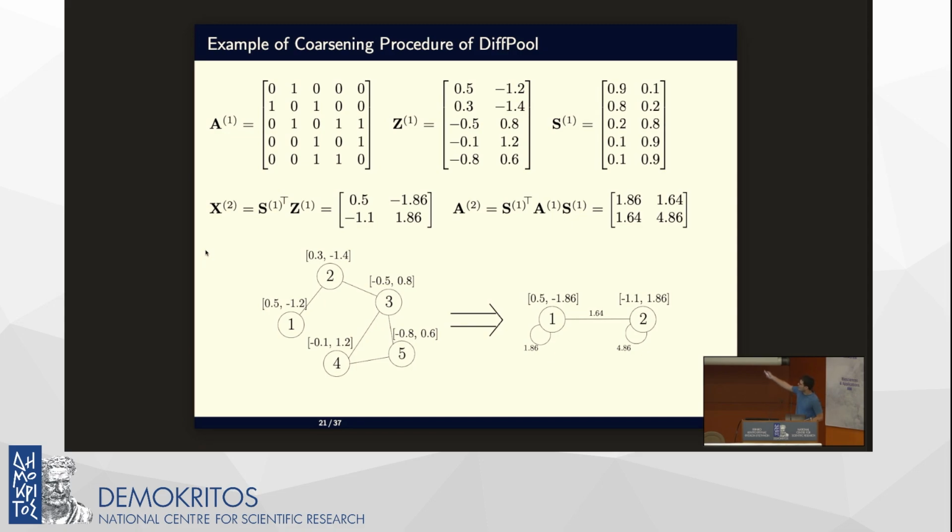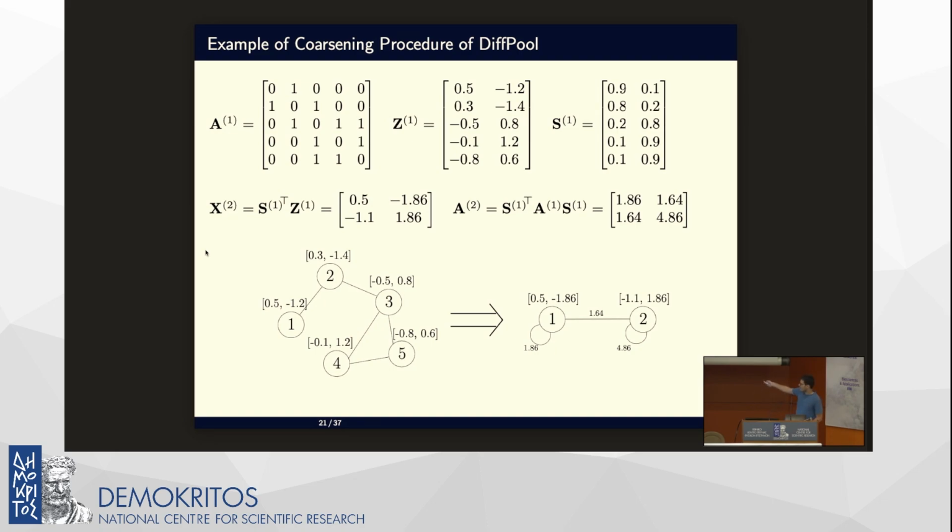2 nodes. And you see that the rows sum up to 1, and you can think of those as probabilities that each one of the 5 nodes belongs to the 2 new nodes, to the 2 new clusters. And once we have this matrix S, we can just do these matrix multiplications. And this matrix contains the features of the nodes of the new graph. And this matrix is the adjacency matrix of the new graph. And you see that from this graph, we produce that graph that consists just of 2 nodes.